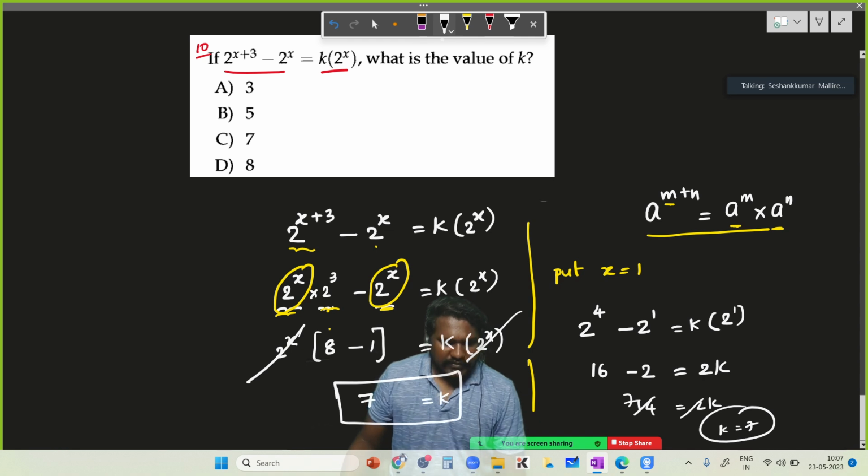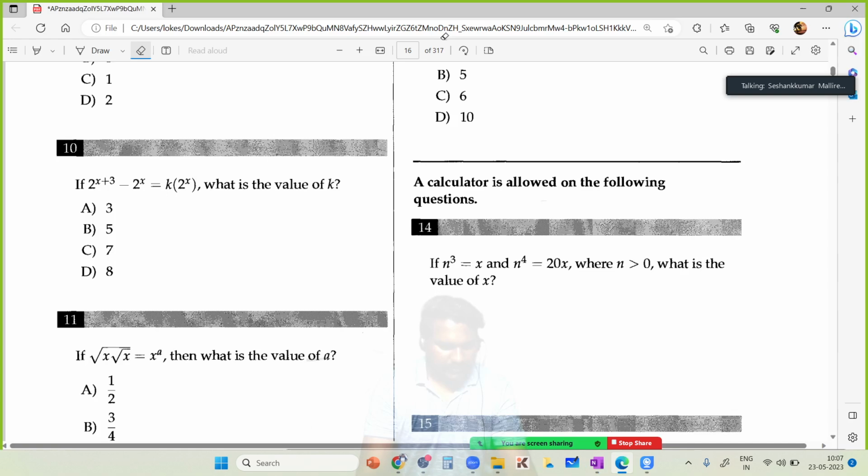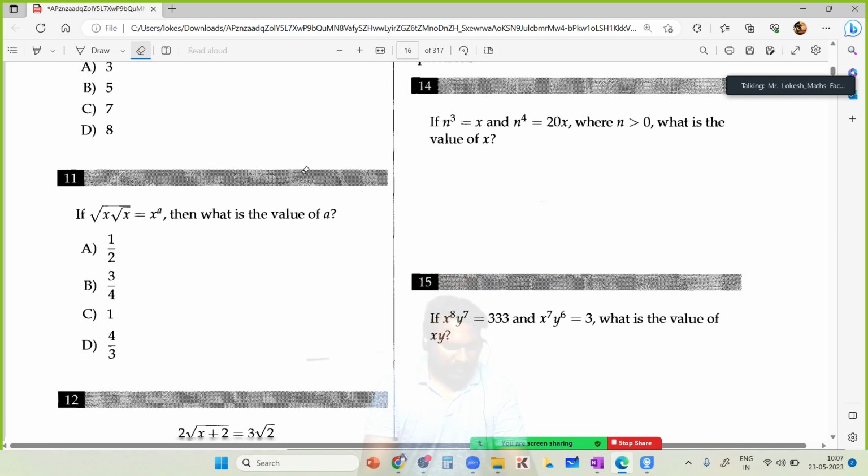Since the question is independent of x, we can give any value for x. We do not have to take it as 1 only; we can take it as 0, we can take it as 2, whatever we take, we will get the same value. Now moving on to the 11th question.